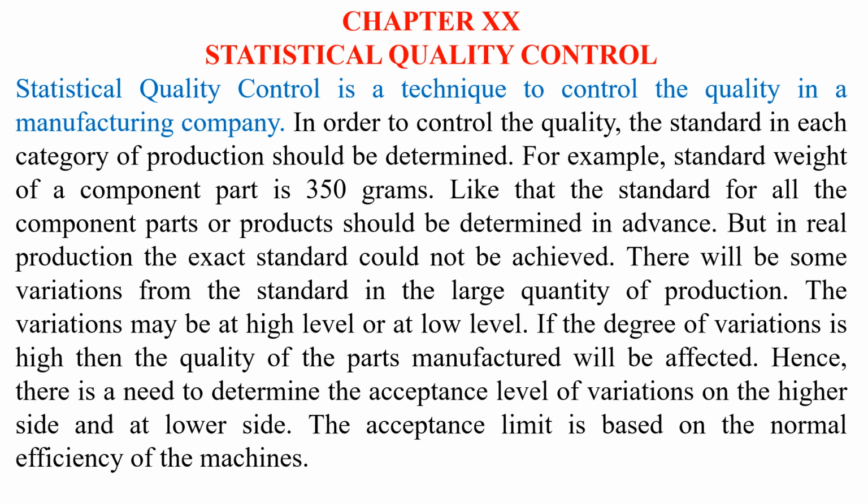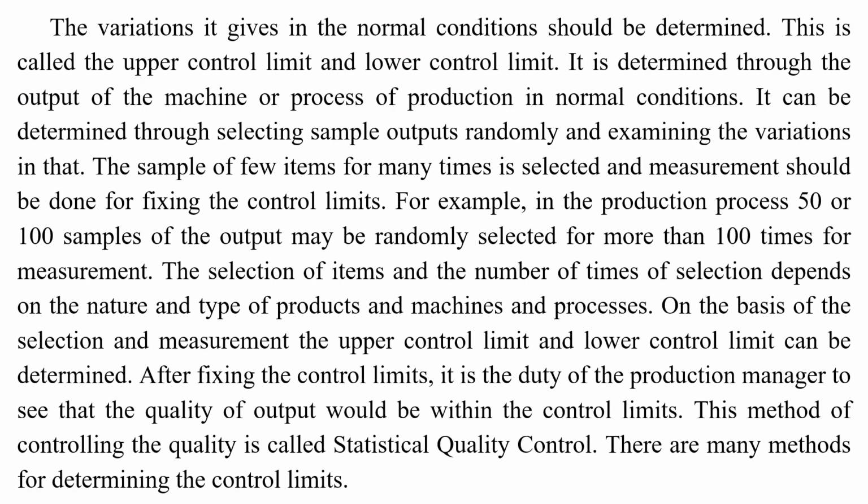The acceptance limit is based on the normal efficiency of the machines. The variations it gives in the normal conditions should be determined. This is called the upper control limit and lower control limit. It is determined through the output of the machine or process of production in normal conditions. It can be determined through selecting sample outputs randomly and examining the variations in that.